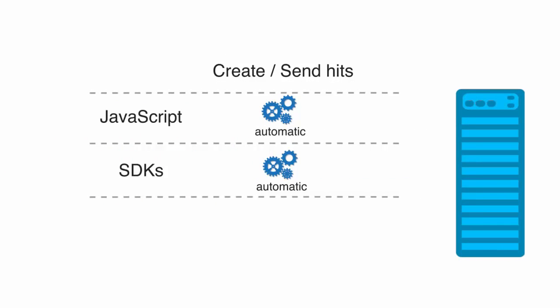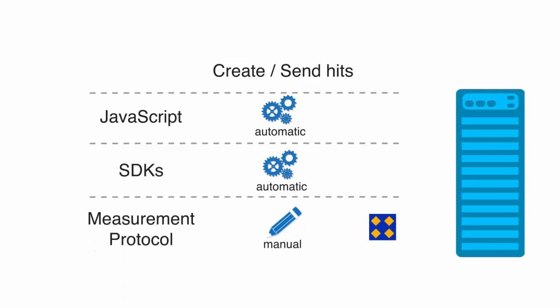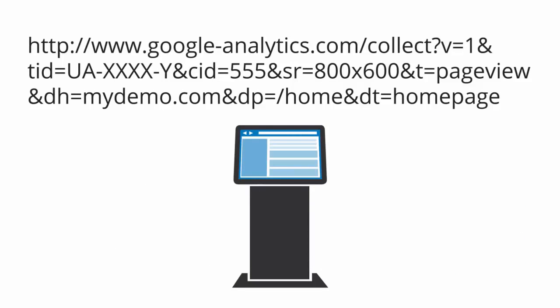Recall that the Google Analytics JavaScript and mobile SDKs automatically build hits to send data to Google Analytics. However, when you want to collect data from a different device, you must manually build the data collection hits. The measurement protocol defines how to construct the hits and how to send them to Google Analytics. For instance, let's say we want to collect data from a kiosk. Here's a sample hit that will track when a user views a screen on the kiosk.